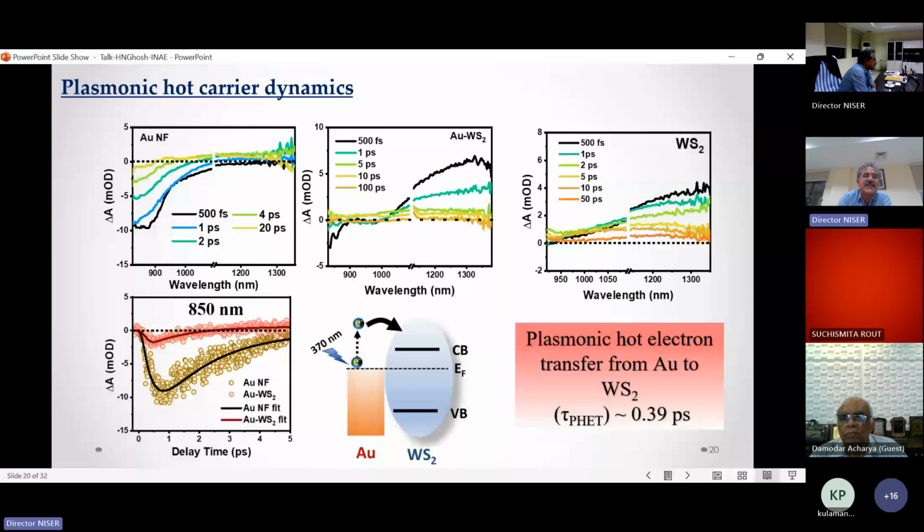And you can see this transient kinetics. You can see this 850 kinetics, the intensity of the gold plasmon drastically reduced. You can see the kinetics also, and also you can see this gold plasmon band and gold-WS2. That 900 nanometer band is almost completely missing, it is gone.